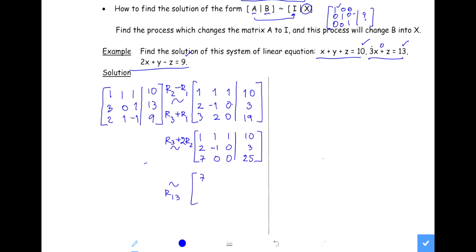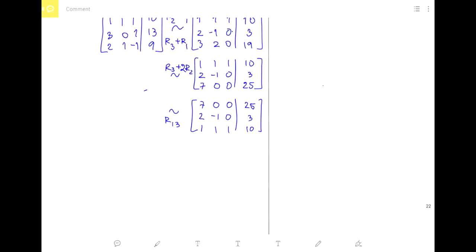So I'm gonna have 700 there, right? I'm gonna have 25 there. In the middle, I don't swap it, so it's the same 3. And here R1 will just go down: 1, 1, 1, and 10. Okay, so I have 7, 0, 0, 25 there. So let's divide it by 7 now. Let's divide the first row by 7.